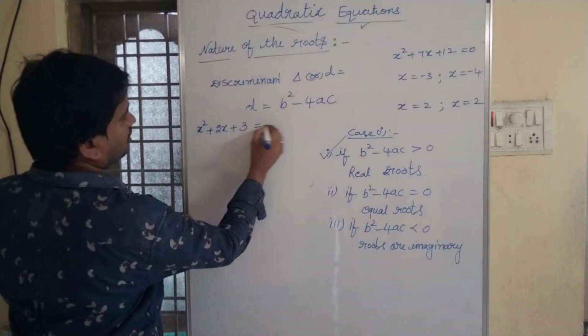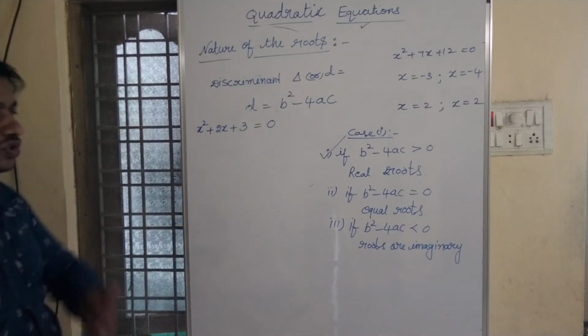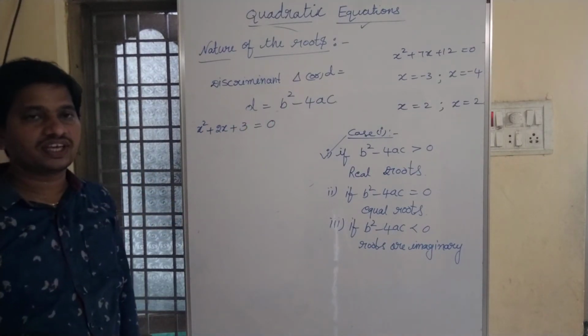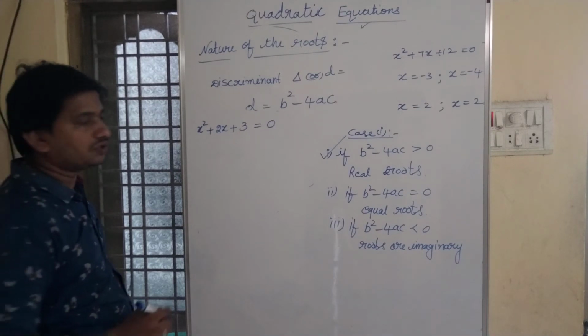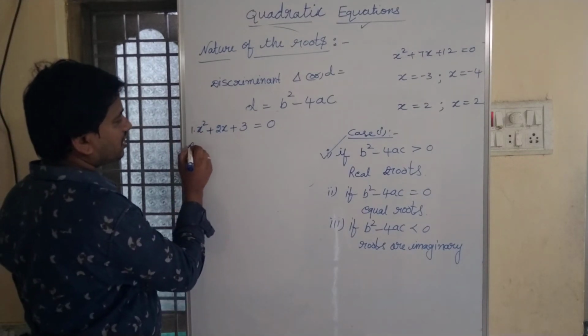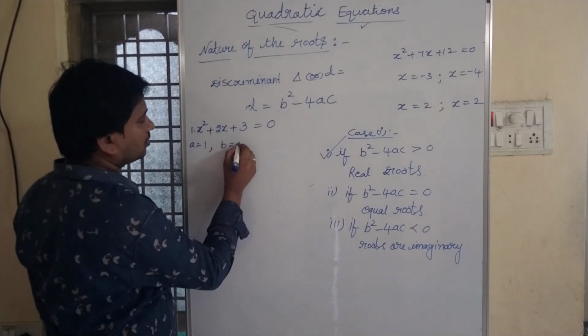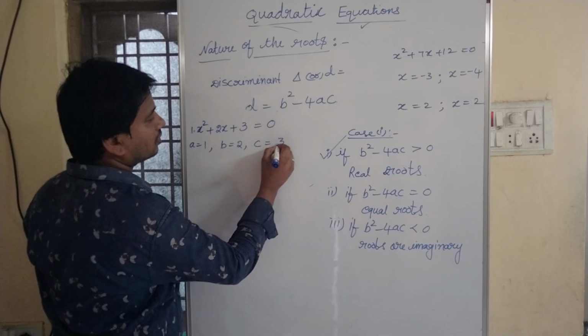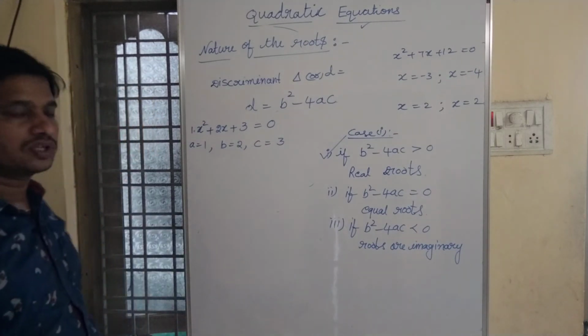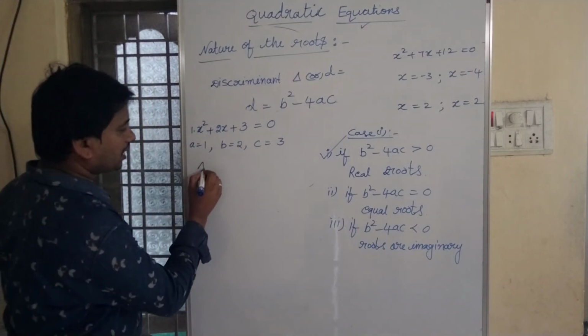x square plus 2x plus 3 equal to 0. Compare with the standard form of the quadratic equation. a equal to 1, b equal to 2 and c equal to 3. Okay, let us find the discriminant, delta.